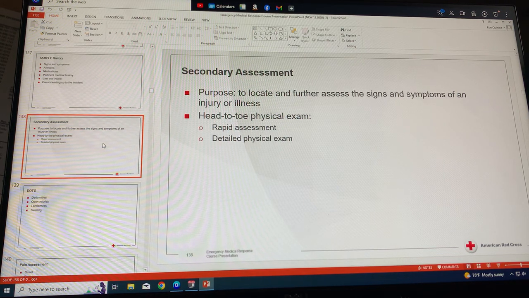Okay. So the secondary assessment is done after someone is stable, when we can ask questions and get more information. First, we want to address the more serious, life-threatening issues. And once we determine someone is conscious, breathing, stable, and can communicate, then we can do a secondary assessment.